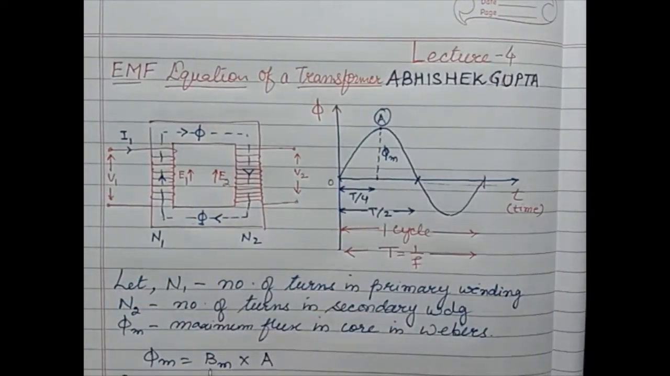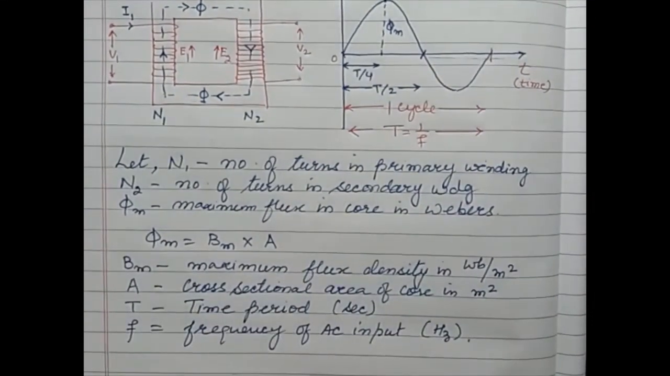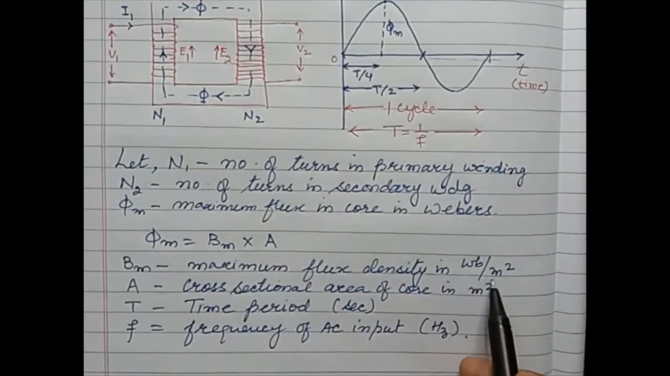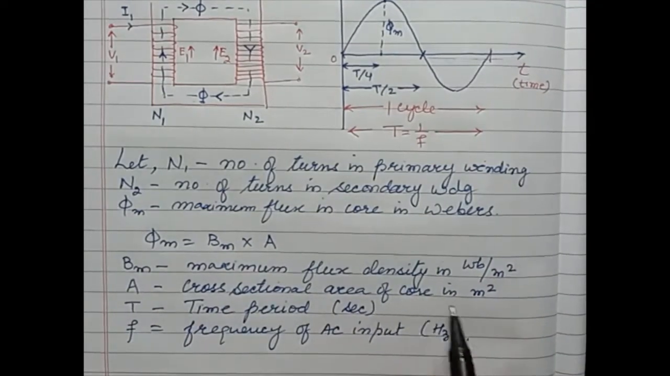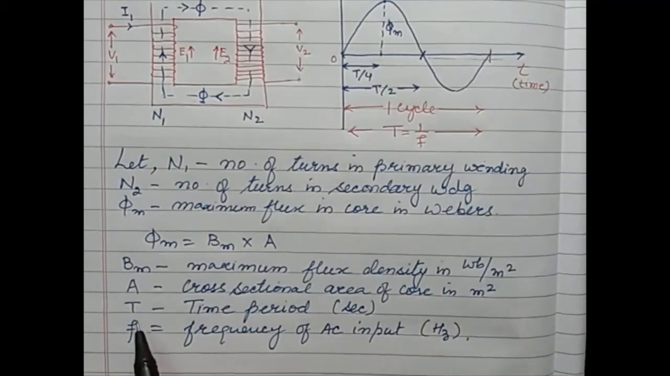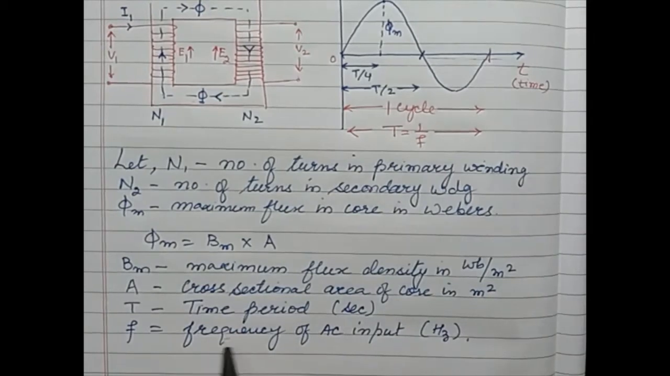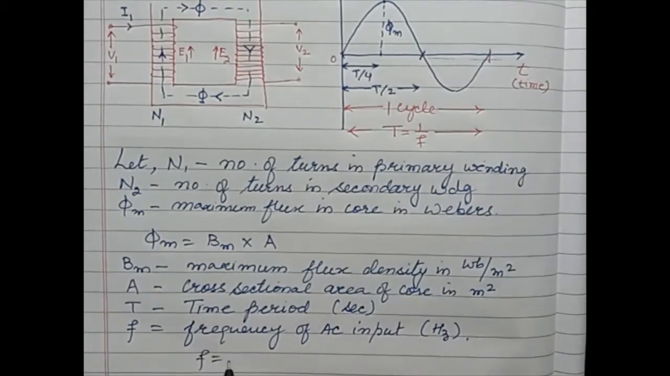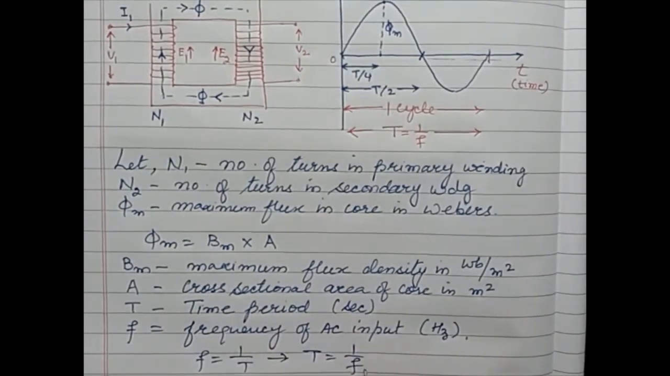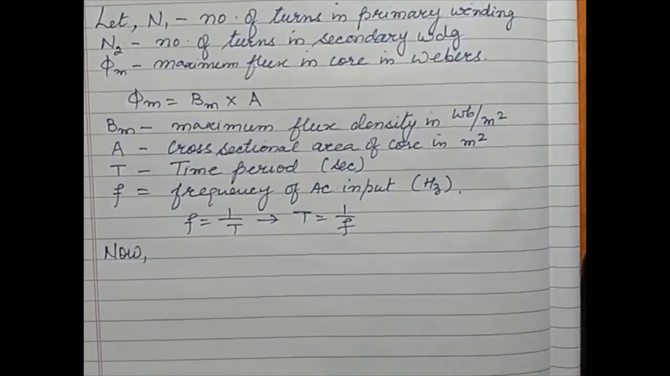Therefore phi m can be given as Bm into A, where Bm is the maximum flux density in Weber per meter square, and A is the cross sectional area of the core in meter square. T is the time period in seconds, and F is the frequency of the AC input, and F is 1 upon the time period, or we can say that the time period is 1 upon F.